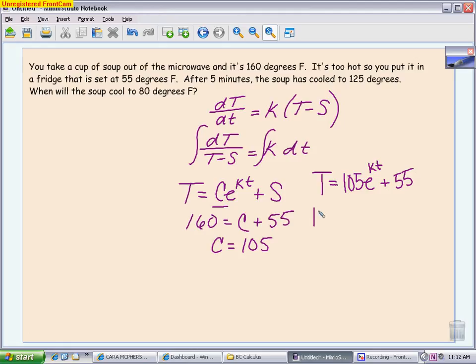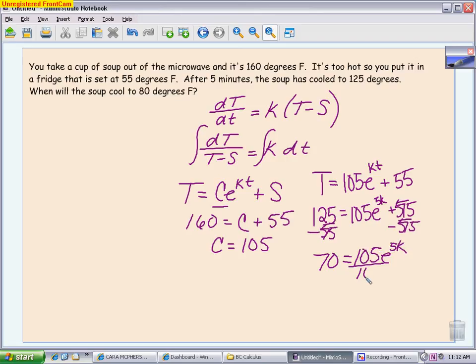So I'm going to put 125 in for my capital T. I'm going to put in time of 5, so e to the 5k plus 55. Here now is where the calculator work starts. So I'm going to show a little bit of this, but most of it's done on your calculator. So we have 125, sorry about that. I don't know why I wrote 75 for a second there. Minus 55, 125 minus 55, which is 70, equals 105 e to the 5k. Divide by 105.